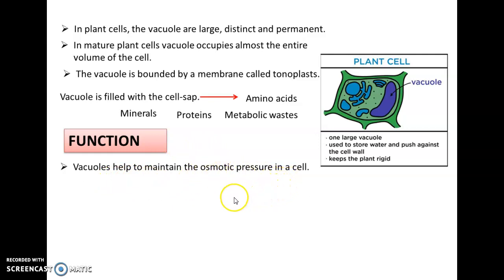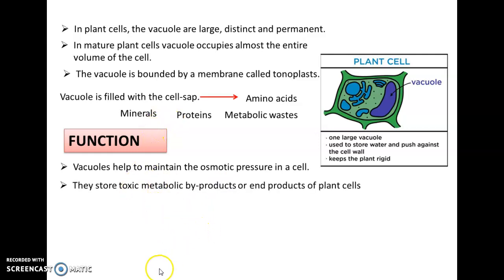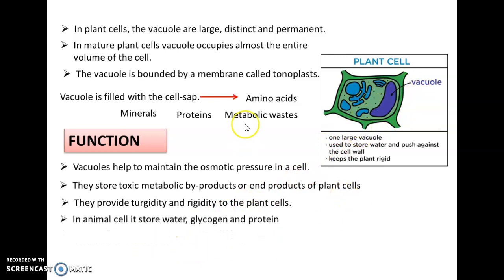cell. We have already discussed how the cell behaves in different water concentrations. Clear? And also this vacuole stores the toxic byproducts and end products of the plant cell. And the main function in the plant cell is that it provides turgidity and rigidity to the plant cells. And in animal cells, we have already seen it stores water, glycogen and proteins.